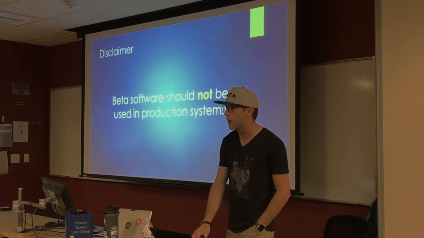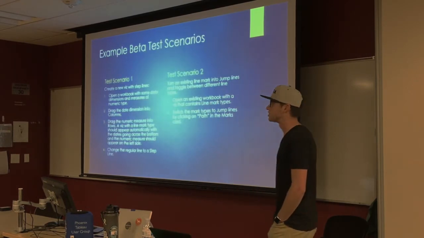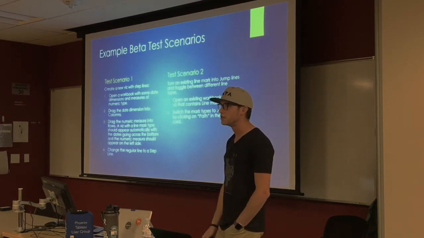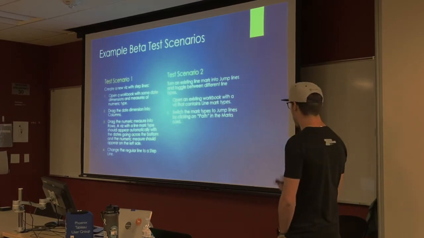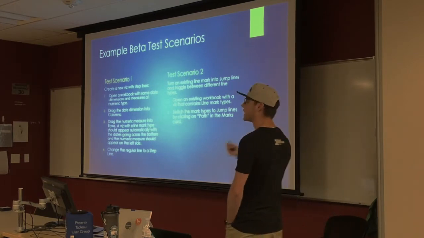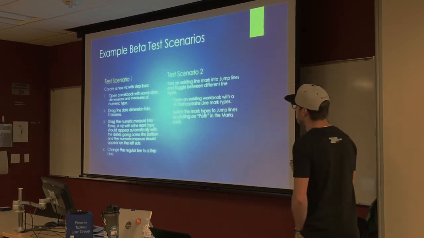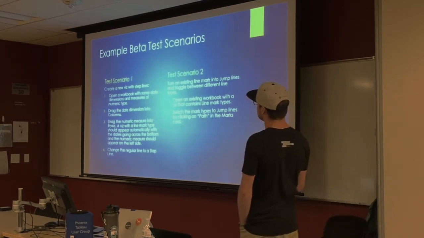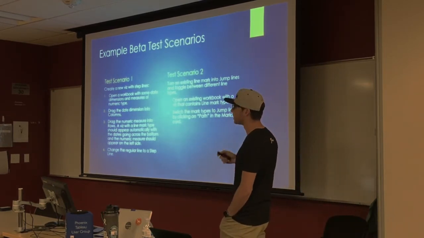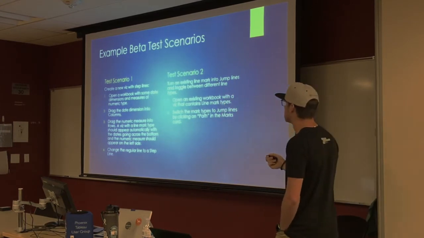So now that we know how to access it and what beta is, here's a couple of scenarios just so you can understand what you're getting yourself into if you were to sign up. So I'll just explain test scenario 2. This is one for 2018.1 beta, testing the step lines. The scenario itself is turn an existing line mark into jump lines and toggle between different line types. So pretty straightforward. It then even breaks it down with the steps.